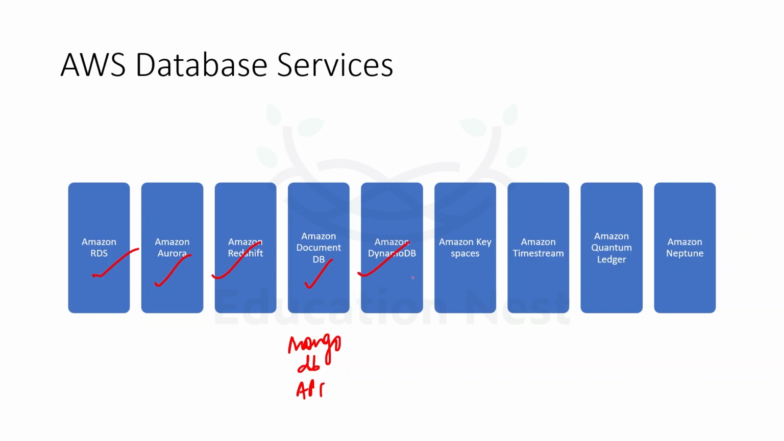So when you want millisecond or single digit millisecond latencies, which you can still bring down further to microsecond latency, if you want a database for such kinds of applications, then you can go with DynamoDB. We are going to discuss this further in our module. Then the other type of database that we have is Keyspaces.